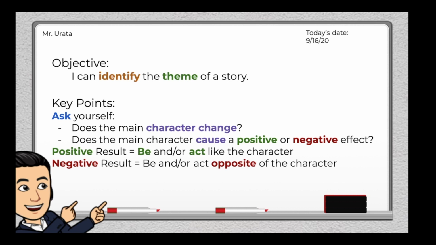Here are a few key points that I want you to ask yourself anytime you are reading a story. Does the main character change? Does the main character cause a positive or negative effect? If there's a positive result, then we need to be and or act like that character. If there's a negative result, we need to be and or act opposite of the character.